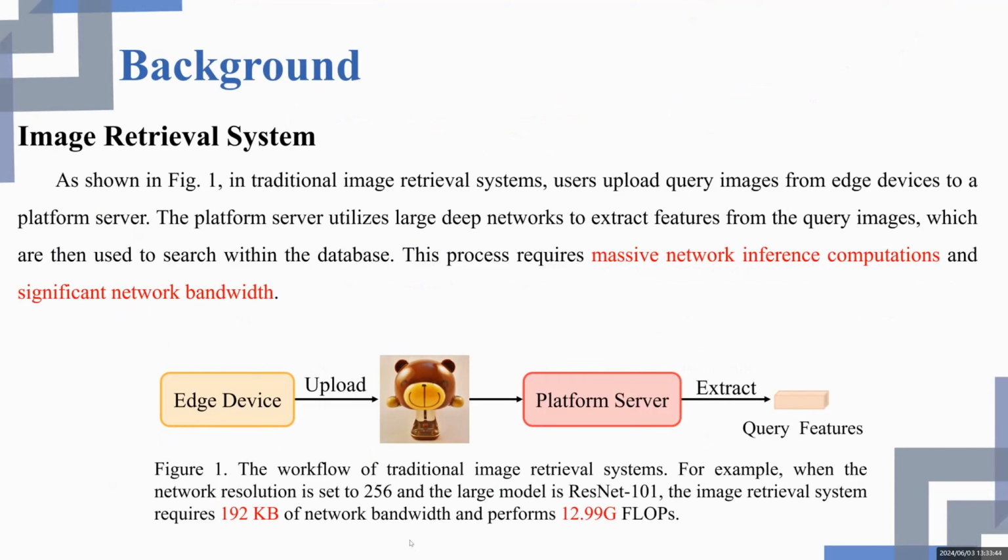As shown in Figure 1, in traditional image retrieval systems, users upload query images from edge devices to a platform server. The platform server utilizes large deep networks to extract features from the query images, which are then used to search within the database. This process requires massive network inference computations and significant network bandwidth. For example, when the network resolution is set to 256 and the large model is ResNet 101, the image retrieval system requires 192 kilobytes of network bandwidth and performs 12.99 GFLOPs.